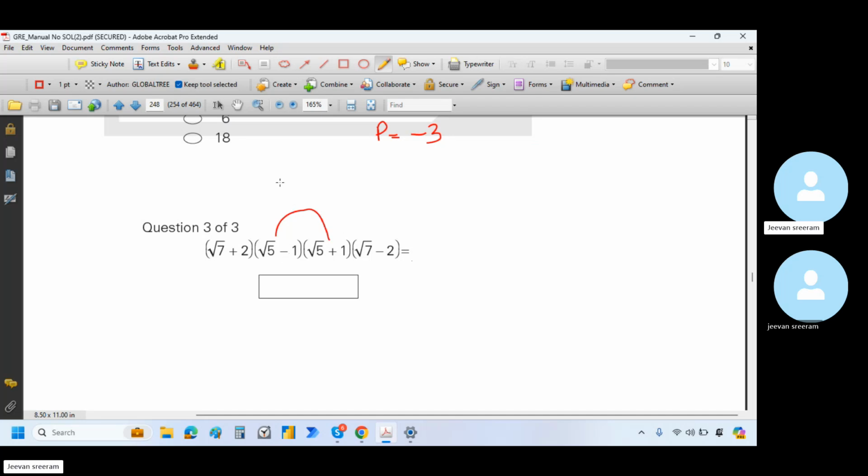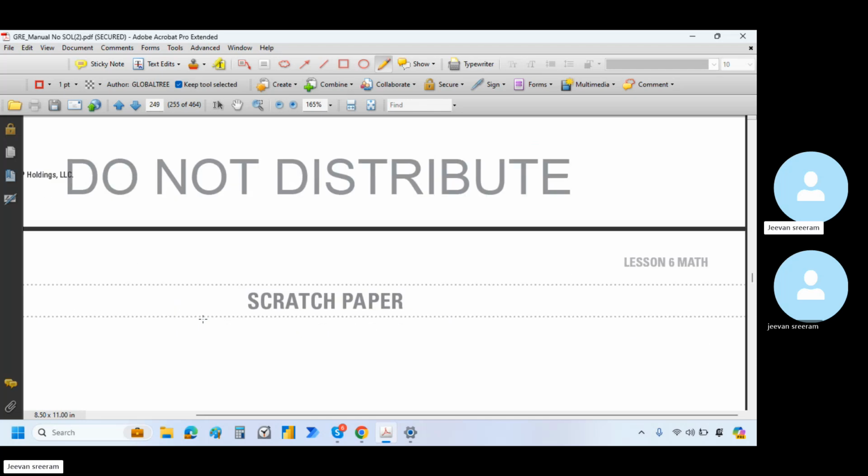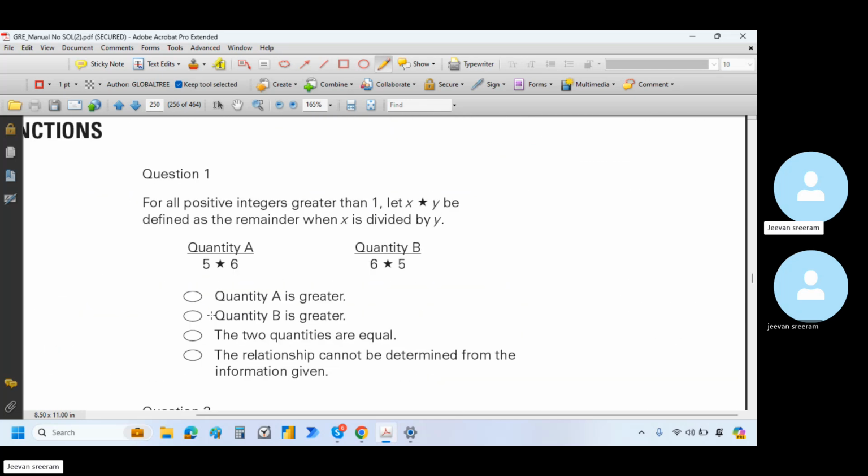So this is 5 minus 1. It's 4. 7 minus 2, 5. 5 into 4, 20. These sort of questions are so frequent. The test maker is going to use a symbol and also give a meaning of the symbol. What operation that symbol is being used is also going to be indicated, and you should not get confused, just follow it while you solve.